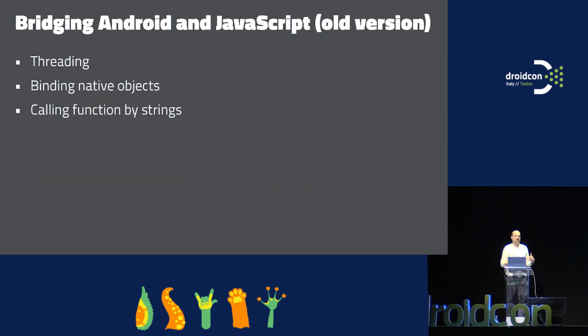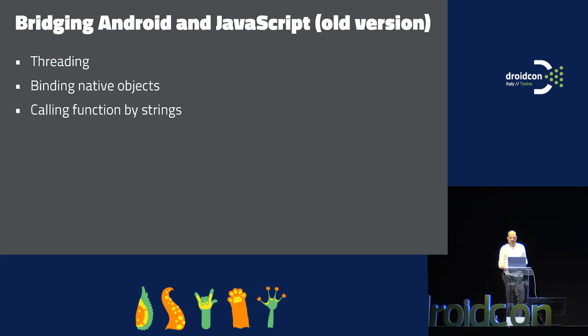So yeah, the threading is a problem. There are two different threads. You can't block either of them. You have to be sure to delegate stuff away from that thread as soon as possible if something comes in. You're binding a native object to the JavaScript world, and it gets creepy just talking about it. And also, you're calling functions by string. It's like live eval. It's really bad practice to do that kind of thing.